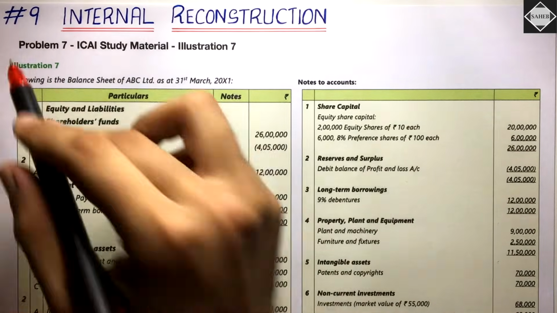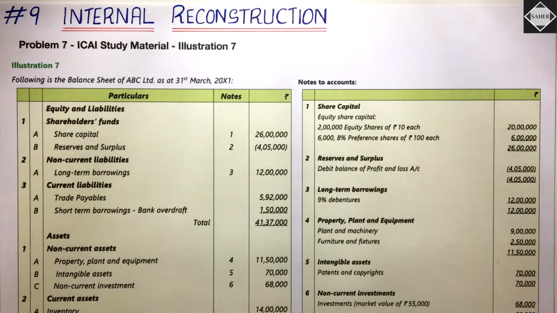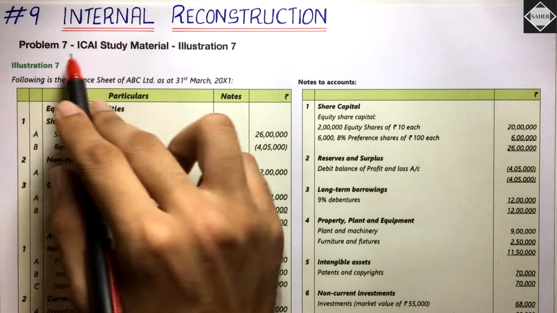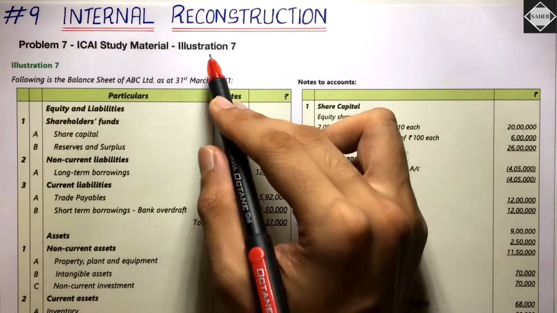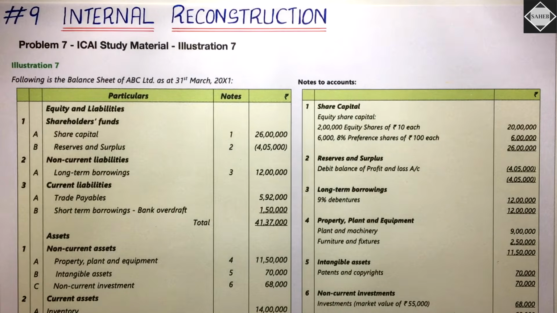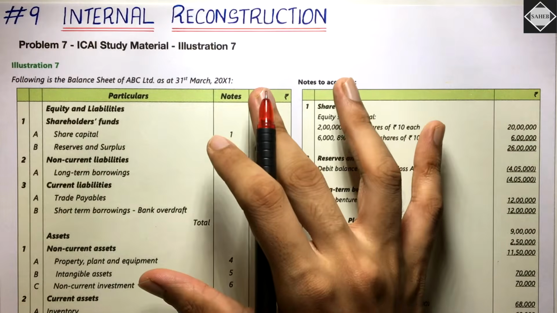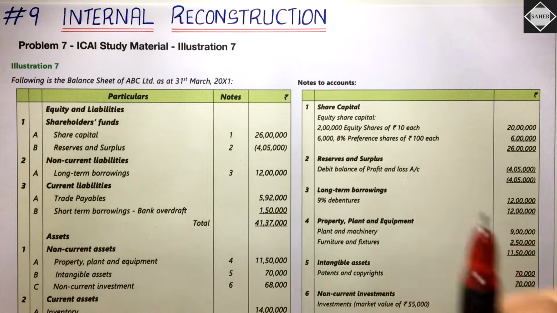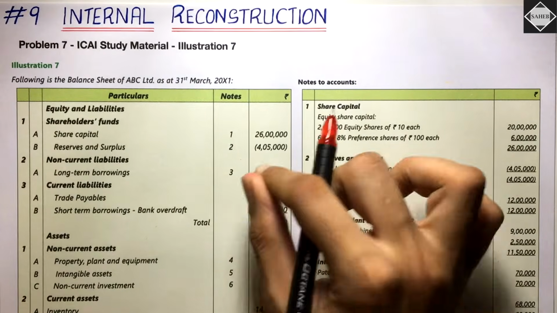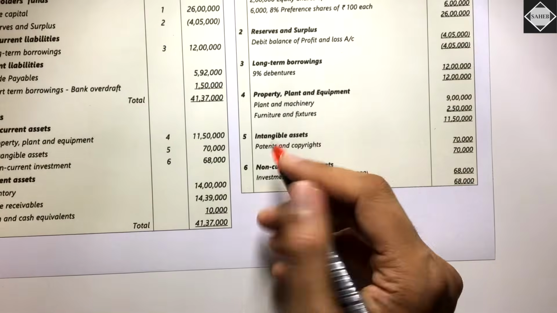Today in this 9th video of the internal reconstruction chapter, we are going to solve our 7th problem, which is illustration 7 from the ICAI study material. The main thing about this question is that it's a simple question actually, but the question is silent regarding the treatment of intangible assets.